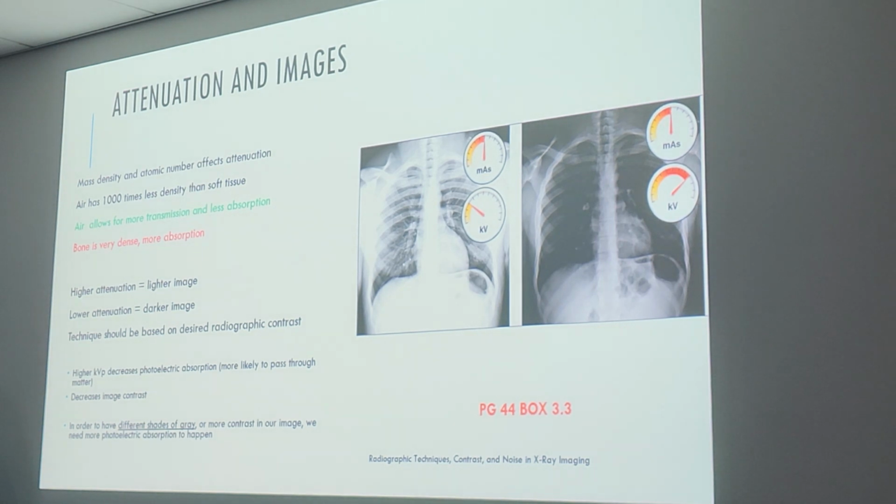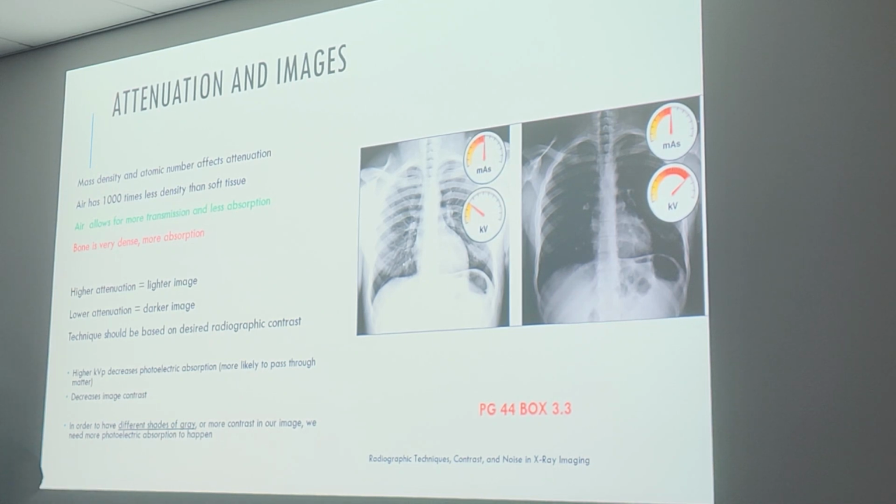Attenuation is a loss of intensity, or reduction in the intensity, of something. So it can either be absorbed or it can slow down and change direction. Air has 1,000 times less density than soft tissue, so that's why air allows for more transmission to happen.